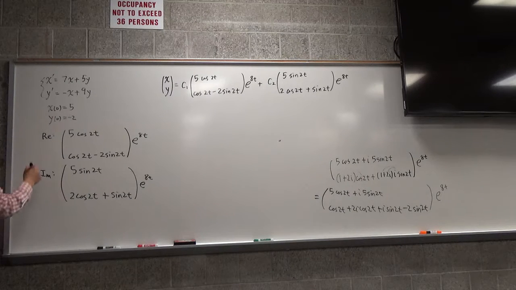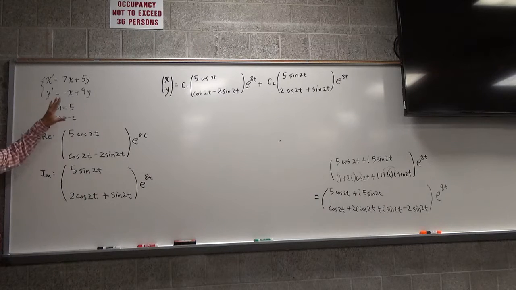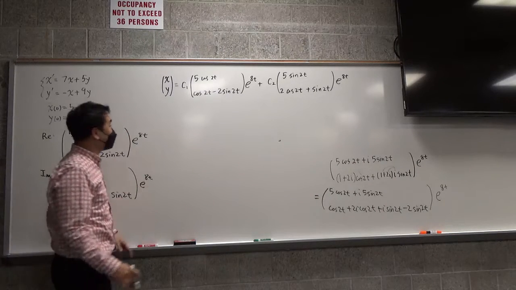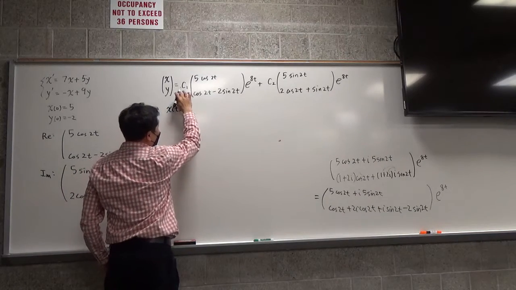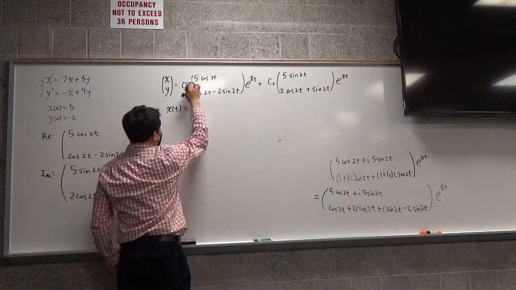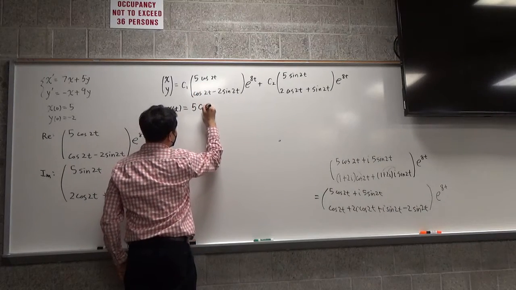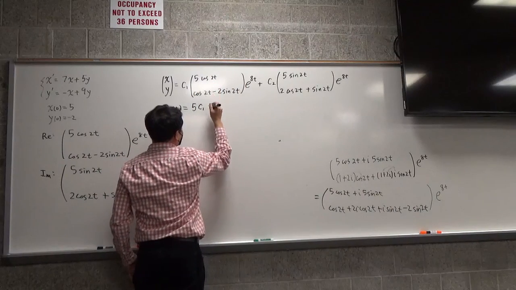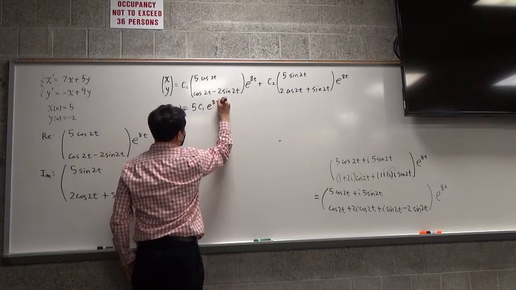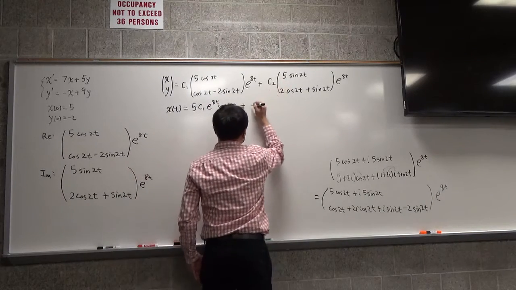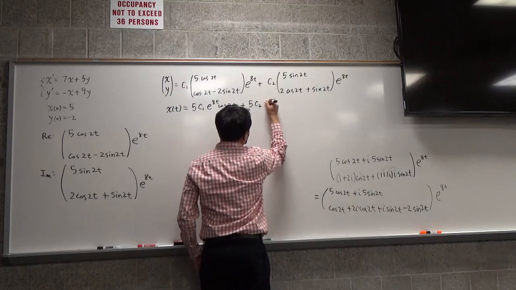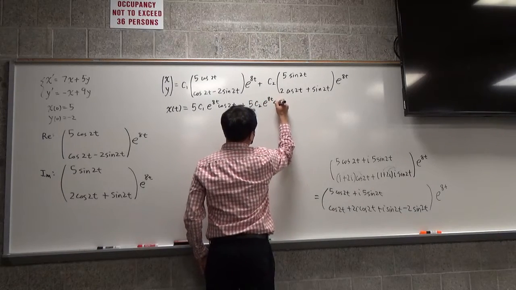But this is an initial value problem, right? So you need to apply this as well. And in order to apply this, you have to rewrite this in the form of x equals something. So x of t, if you read off the top line, it's 5 times c1 e to the 8t times cosine 2t. And this one is 5 times c2 e to the 8t times sine 2t.